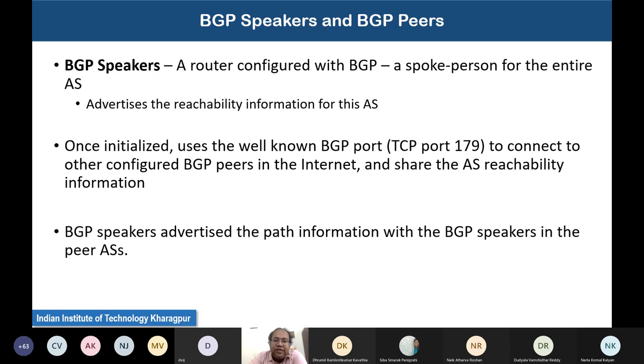Once initialized, it uses the well-known BGP port, TCP port 179. So BGP works on top of TCP to connect to other configured BGP peers in the internet and share the autonomous system reachability information. These BGP speakers advertise the path information to the BGP speakers in the peer autonomous systems. For example, the IIT Kharagpur network is connected with the ERNet network, so the BGP speaker of the IIT Kharagpur network will announce the BGP path information to the ERNet BGP speaker.